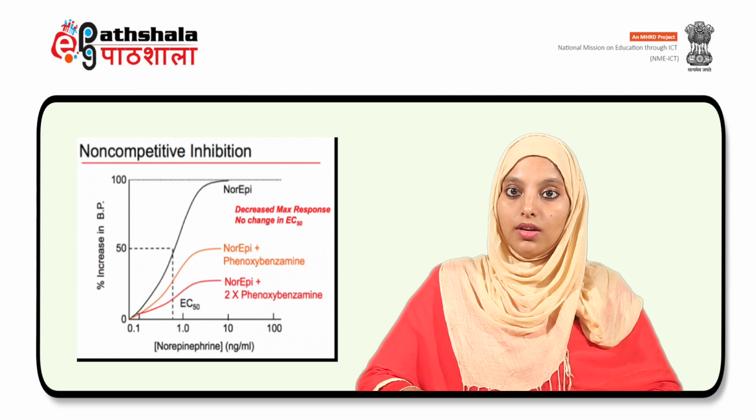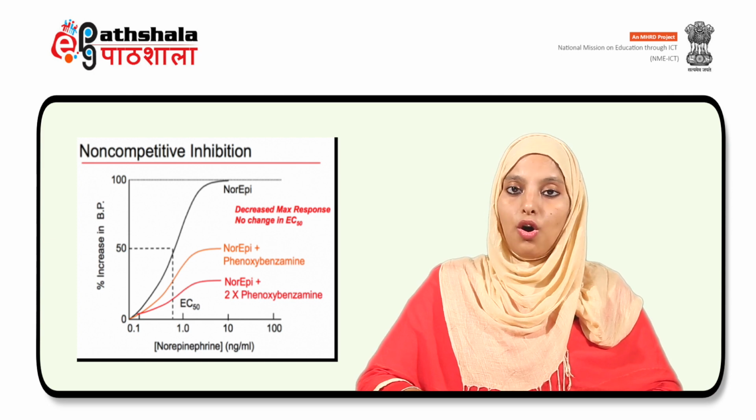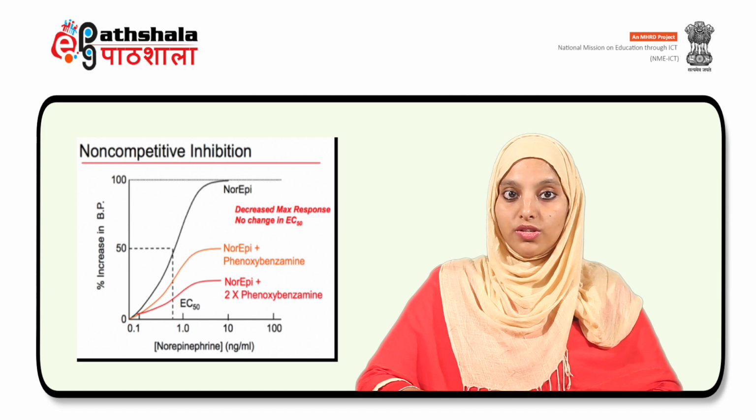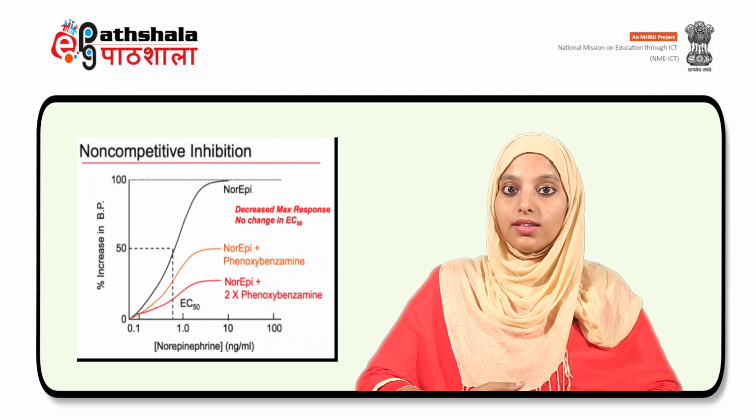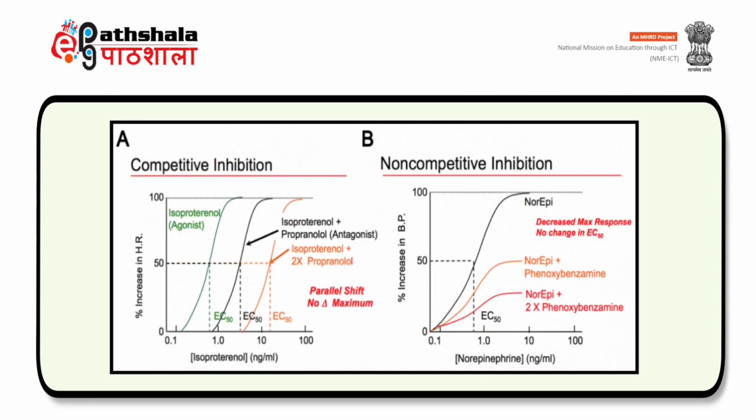For example, phenoxybenzamine is a non-competitive antagonist and it binds covalently and irreversibly to alpha adrenergic receptors. On increasing the noradrenaline concentration manifold, the maximal response cannot be reproduced as in the absence of an antagonist. The figure appearing on the screen describes the dose response curve of competitive and non-competitive antagonists.